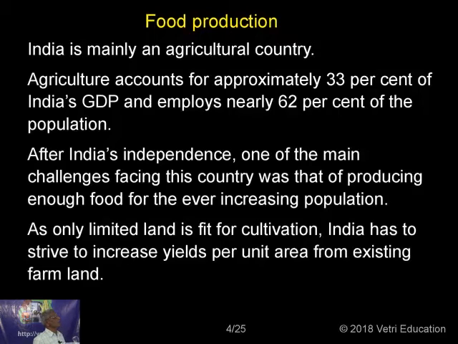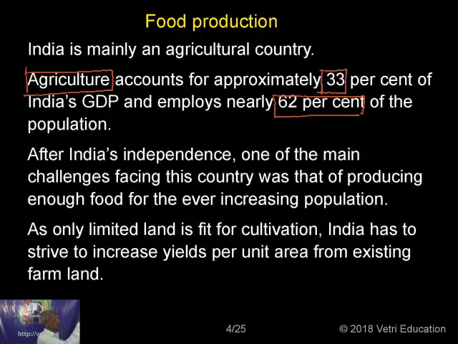So India is mainly an agricultural country, as it was stated by our father of the nation, Gandhiji. He told India is an agricultural country, and nearly 70% or 75% of the people are living in the villages. He was making a remark. Agriculture accounts for approximately 33% of India's GDP and employs nearly 62% of the population. So 62% of the Indian population is employed in agricultural practices. See, more than half of the people are engaged in agricultural practices, and it accounts for 33% of GDP.